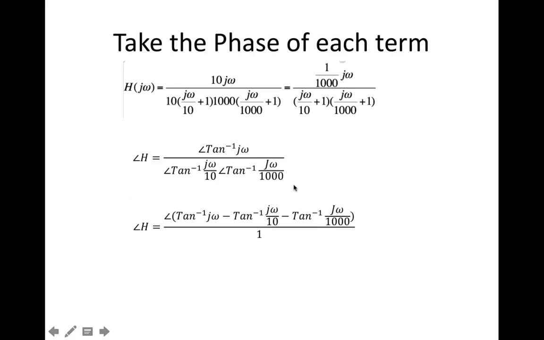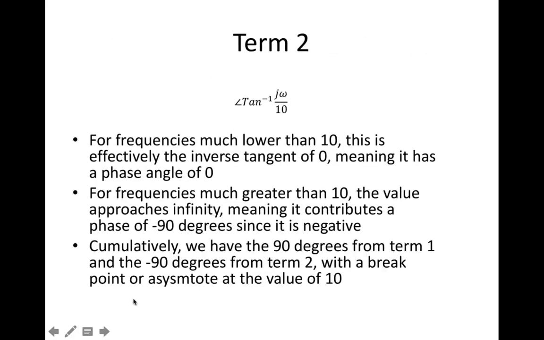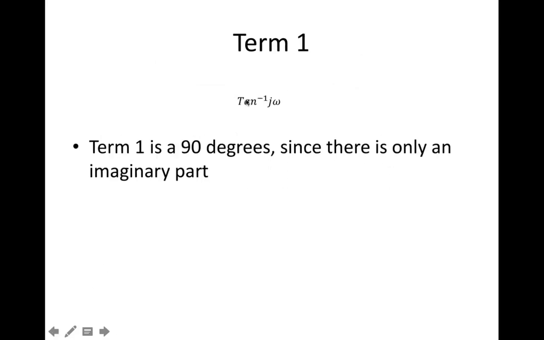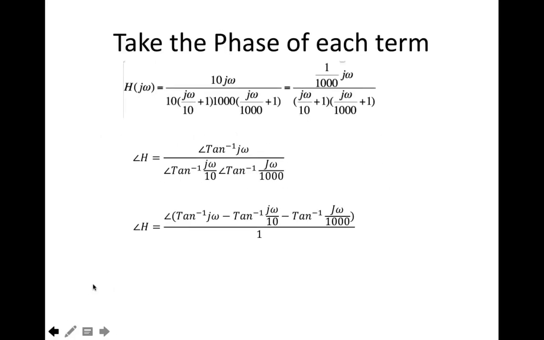I'm sorry, I actually have a typo here from when I was copying and pasting and finding the phase angle. You notice I put the j here. You would have that for the first term, but typically you would just have imaginary over real.